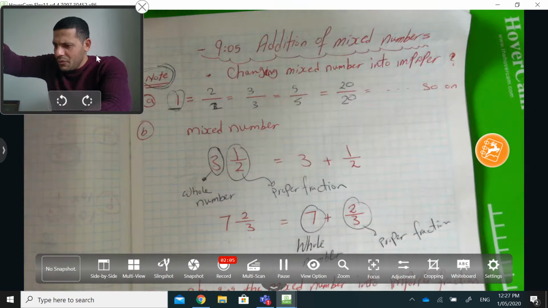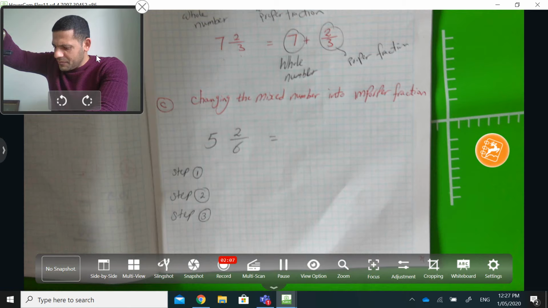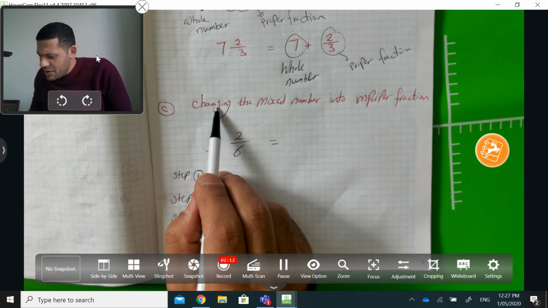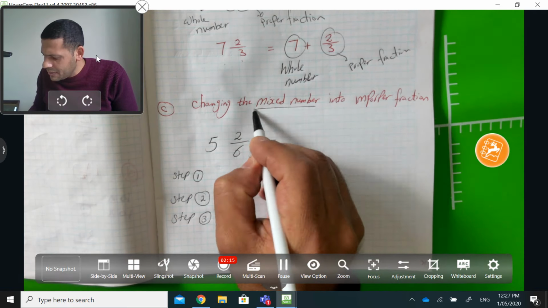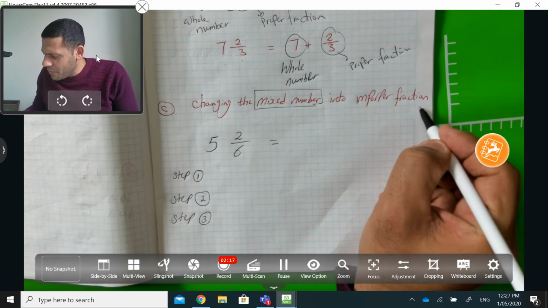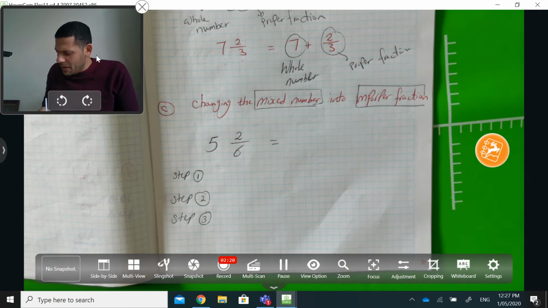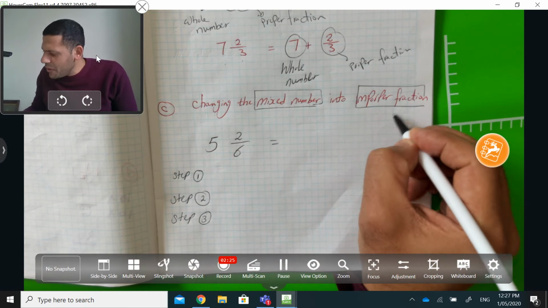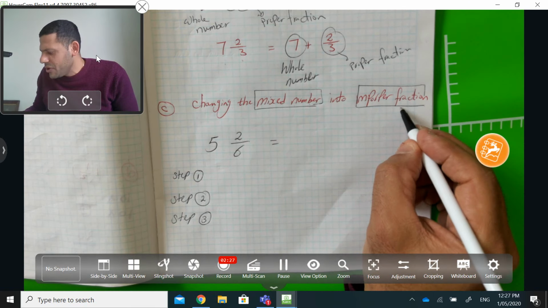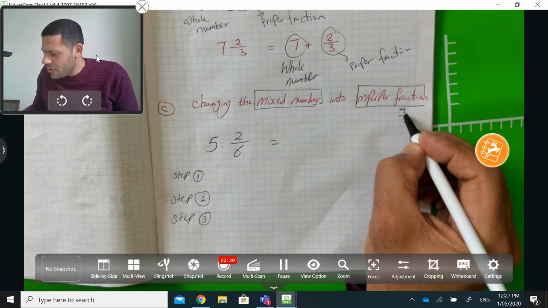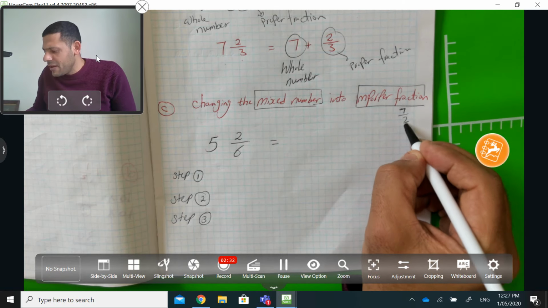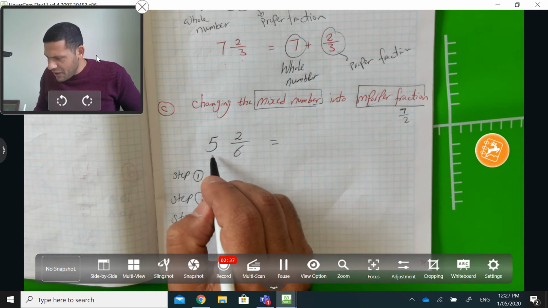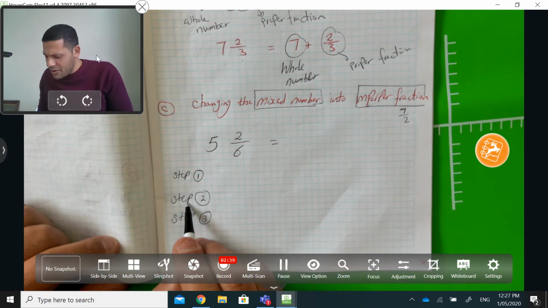Now, I want you guys to be familiar with this question, which is how can you change a mixed number into an improper fraction? So, a mixed number is like 5, 2 over 6. This we name a mixed number. Improper fraction means it's like, for example, 7 over 2. So you have here the numerator bigger than the denominator. How can you change a mixed number into an improper fraction? So we have 3 steps to do this, guys. Step 1, step 2, step 3.